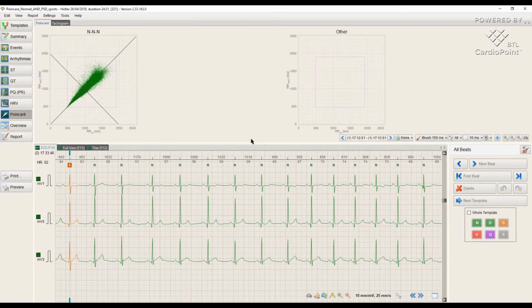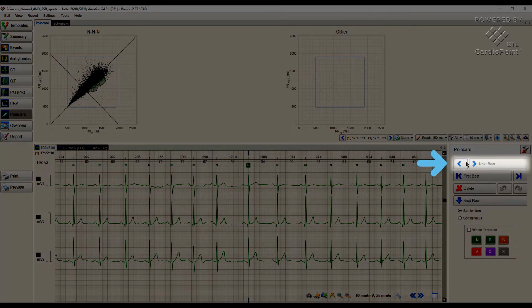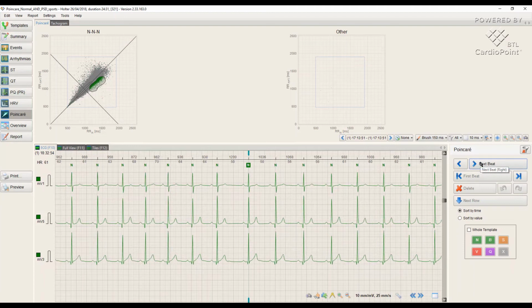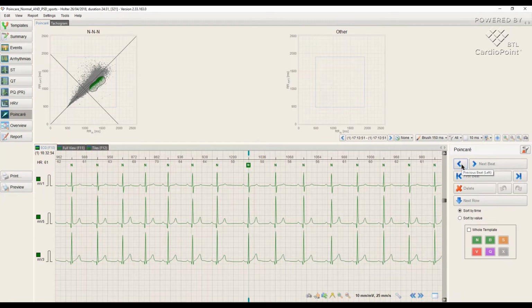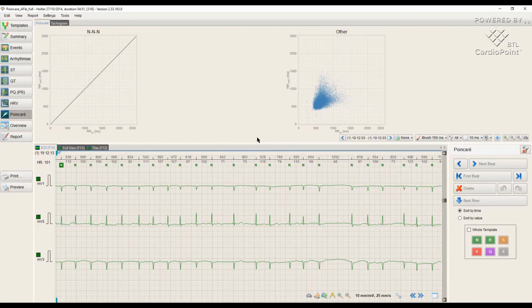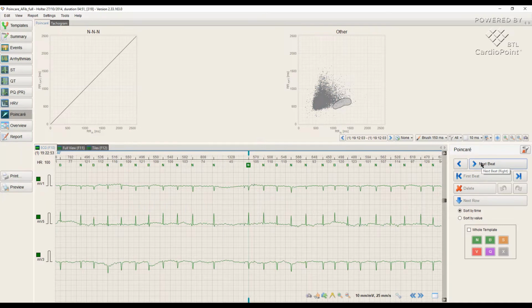In the first example, there is a recording without any abnormal findings, so we see beats only in the NNN graph. Poincare graphs are fully interactive, so you can select any area you are interested in and view the heartbeats one by one on an ECG fragment. In the following example, we see a blue cloud in the Other section and an empty NNN graph. It tells us about a persistent atrial fibrillation throughout the signal.